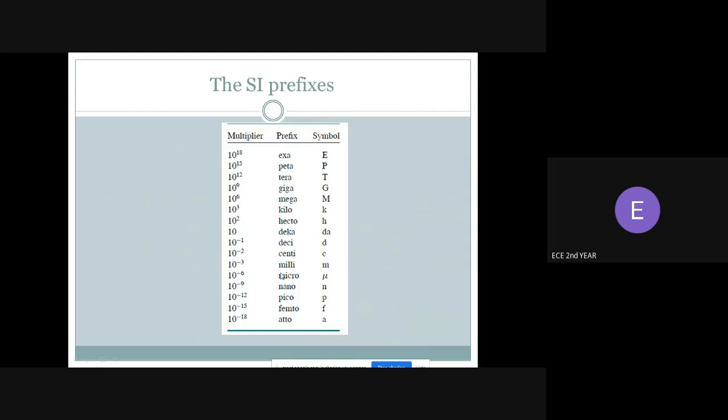So mostly among the positive powers we use giga, mega, and kilo, and among the negative ones we mostly use milli, micro, and pico. These are the prefixes we most probably use in electrical circuits. These are the basics of SI units. Why do SI units come in, and what is their role? The importance of SI units is that we need to communicate all over the world in the same language. That's why SI units were introduced.